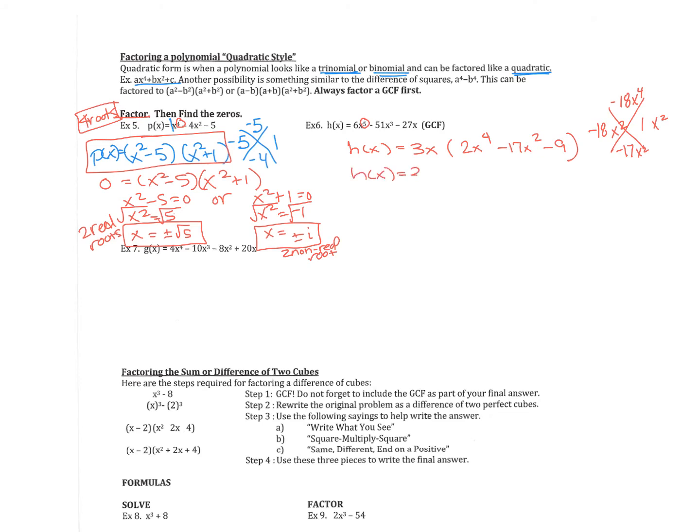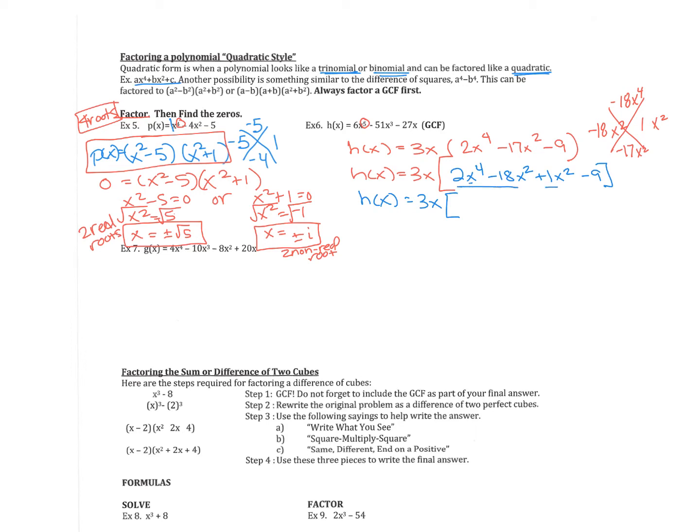So I still have my 3x on the outside, but this is now where I'm going to use brackets, because now I have to do a whole factor by grouping problem. I'm going to keep my 2x to the 4th. Instead of writing negative 17x squared, I'm going to write my minus 18x squared. I'm going to write my plus 1x squared. You don't have to write the 1 there. And I'm going to write my minus 9. So I still have my 3x out in front, but now I need to do my factor by grouping.